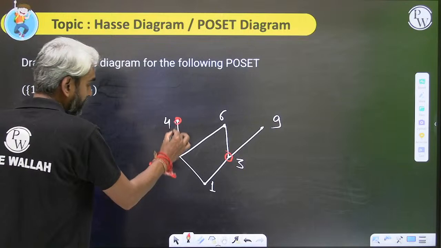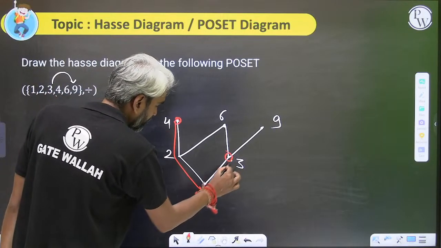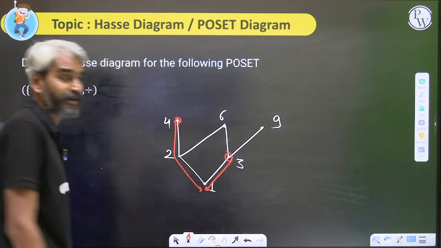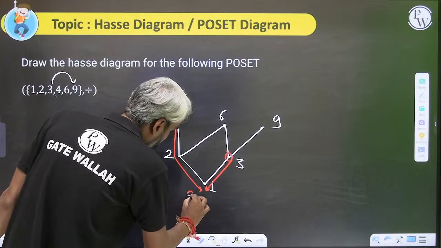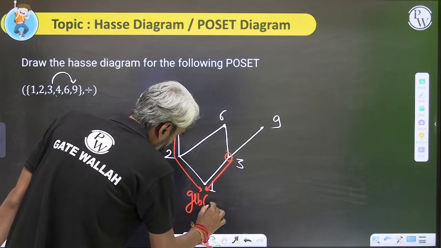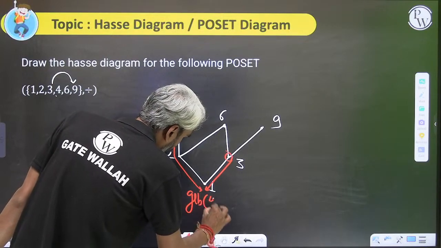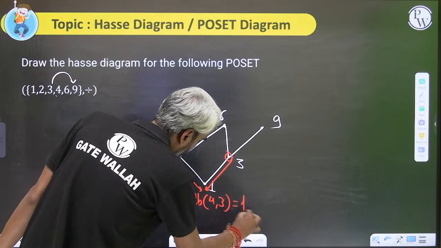Now, for any random diagram, what is the greatest lower bound of 4 and 3? Where exactly do they meet each other at the lower side? So 4 and 3 meet each other at the element 1. Therefore, the greatest lower bound of 4 and 3 is actually nothing but 1.